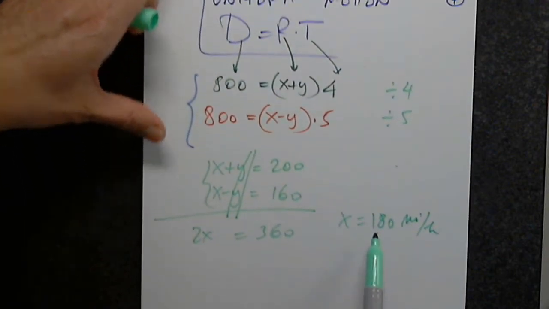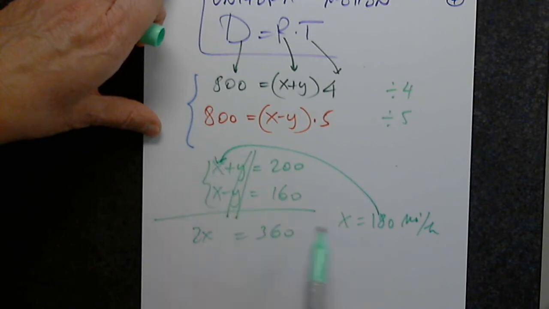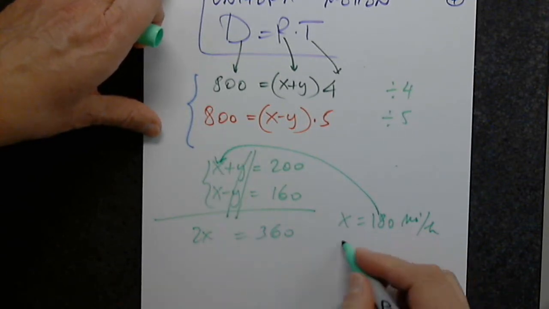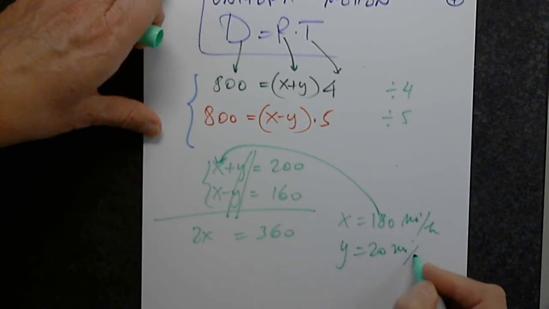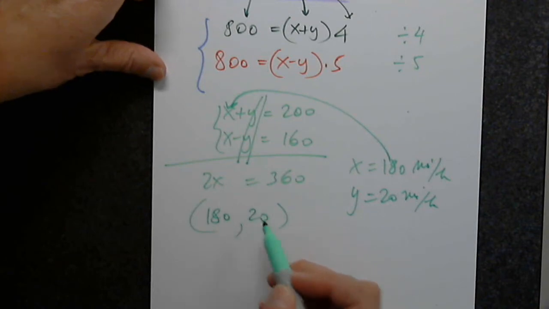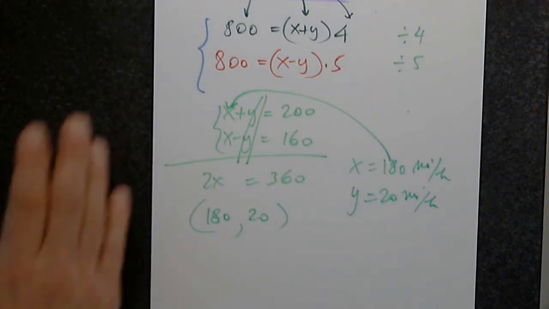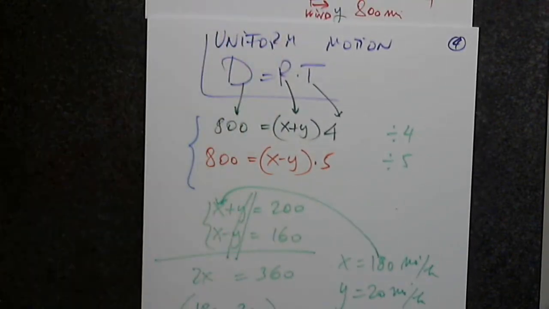With x, I go back anywhere you want, it doesn't matter. If x is 180, how much is y? Very good. y equals 20 miles per hour. It appears that the solution is 180, 20. Is it true? I have no idea. I haven't checked. Give me a second and I will check.